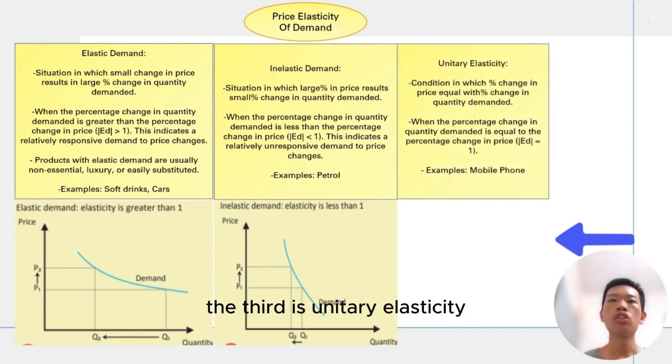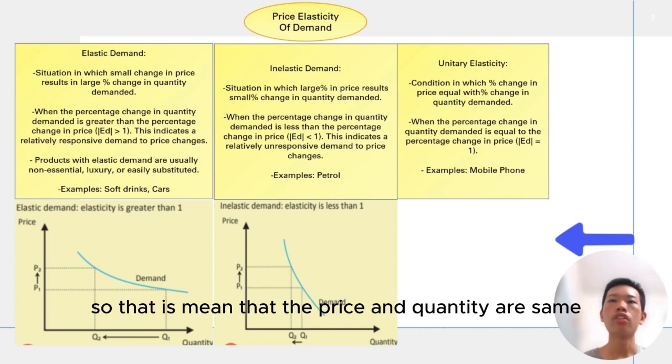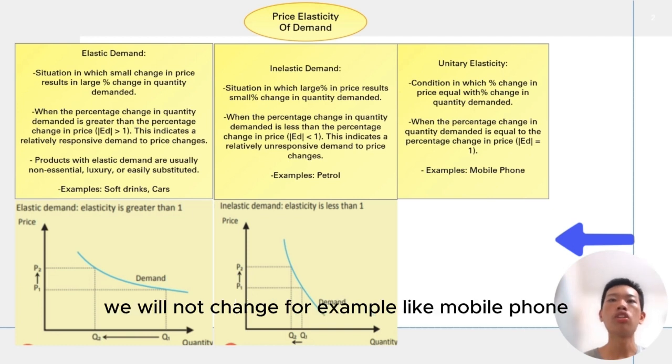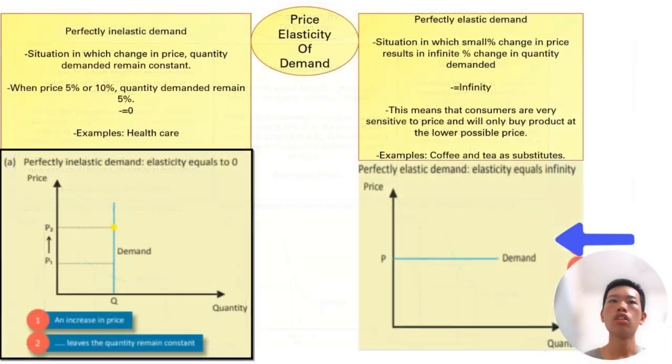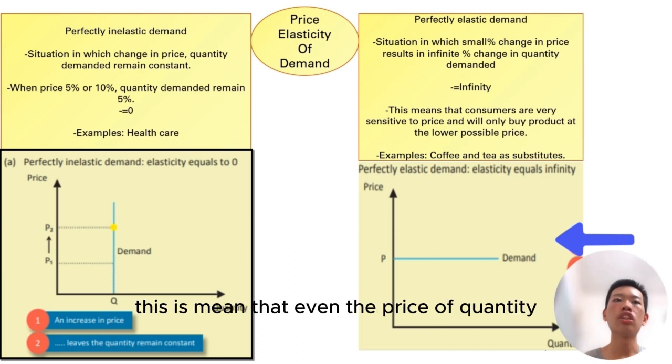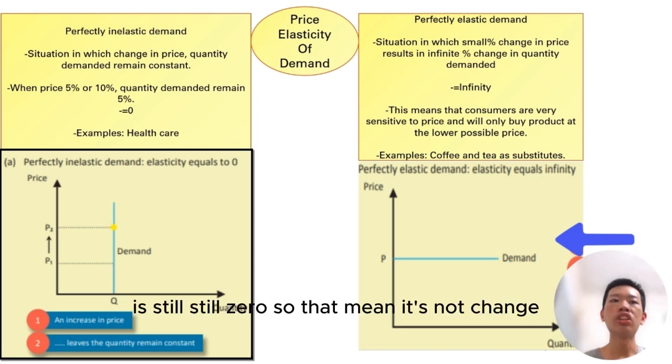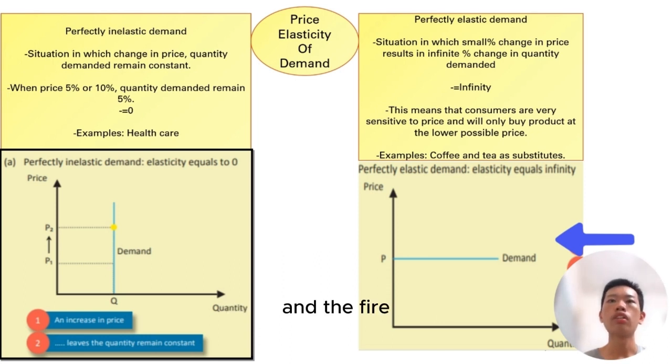The third is unitary elasticity, which means ED equals 1. That means the price and quantity change by the same proportion. For example, mobile phones. This is the graph, and we will draw it like this. The fourth is perfectly inelastic demand. This means that even if the price changes, the quantity stays the same. So it does not change. For example, healthcare. This is the graph.